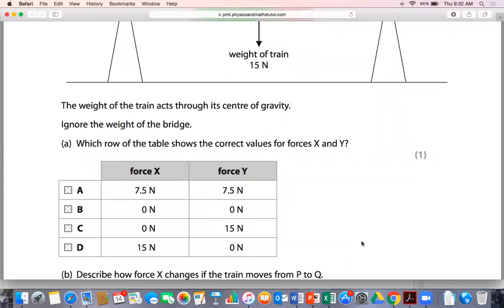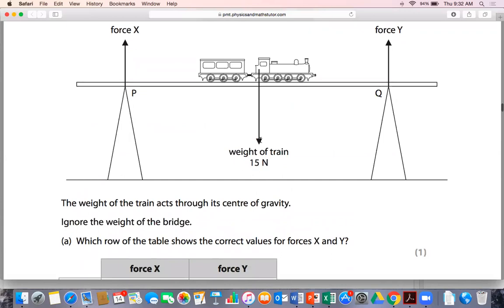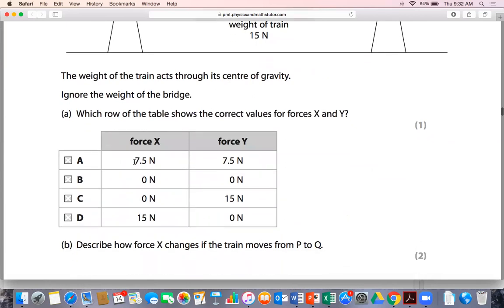Anyone? A. I go for A. A? Yeah, so because this is the center, okay, 15, so 7.5, 7.5. Half of that.